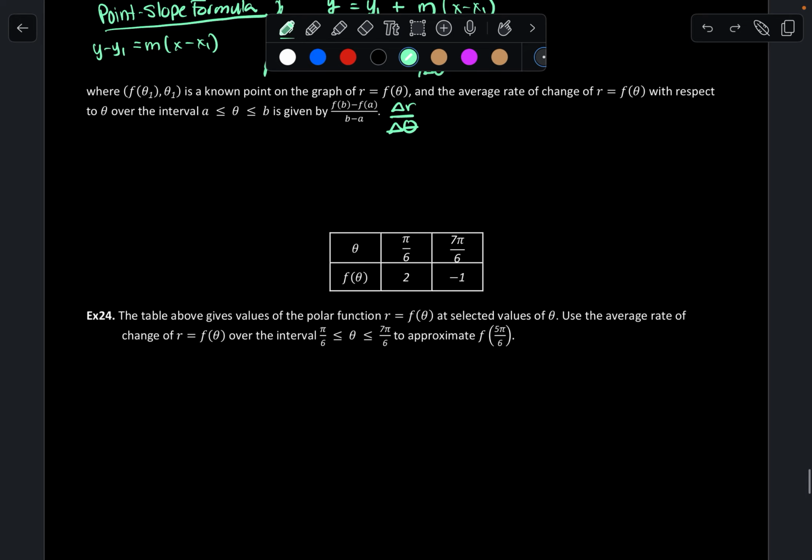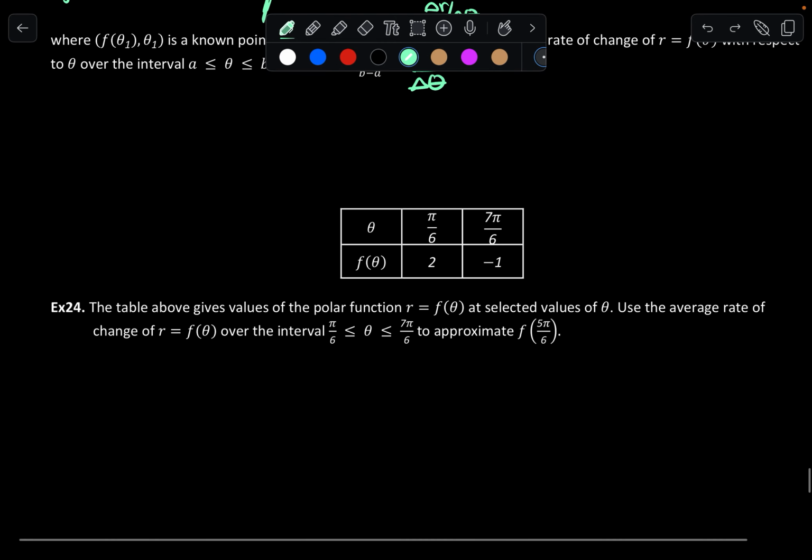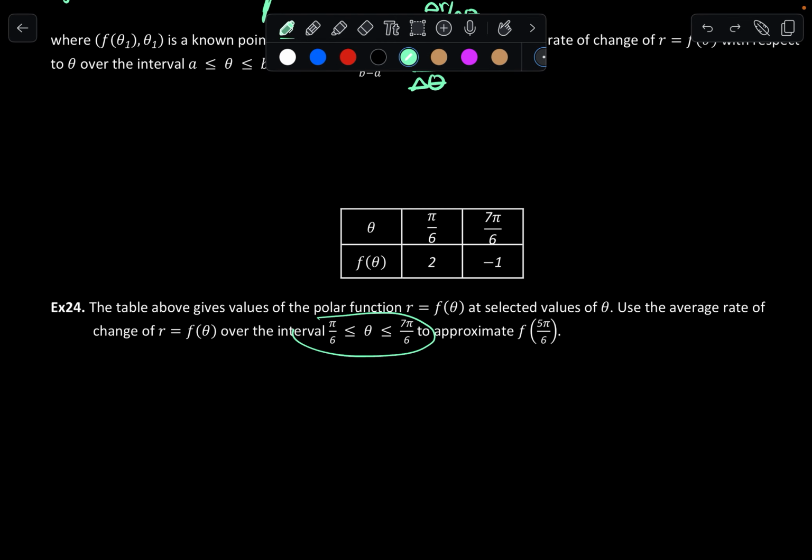So the table above gives values of the polar function R equals f of theta at select values of theta. Use the average rate of change of R over the interval from pi over 6 to 7 pi over 6 to approximate f of 5 pi over 6. So the first thing we need to do is that we're given this interval, pi over 6 is your A, 7 pi over 6 is your B. That's the start to finish for this interval.